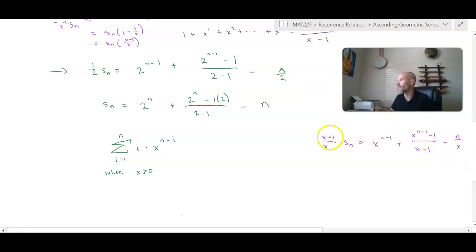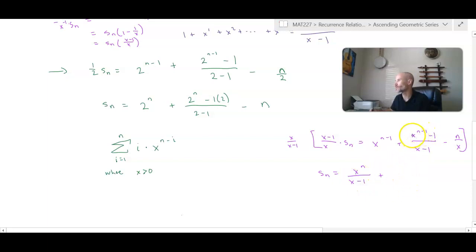Now you can kind of do this in 2 separate steps, or you can just multiply by the reciprocal of that, and you would get Sn equals. Here, we're going to multiply both sides by x over x minus 1. So that'll cancel these two guys out. Here, x times x to the n minus 1 will be x to the n. And then since we're multiplying by over x minus 1, this will be over x minus 1.